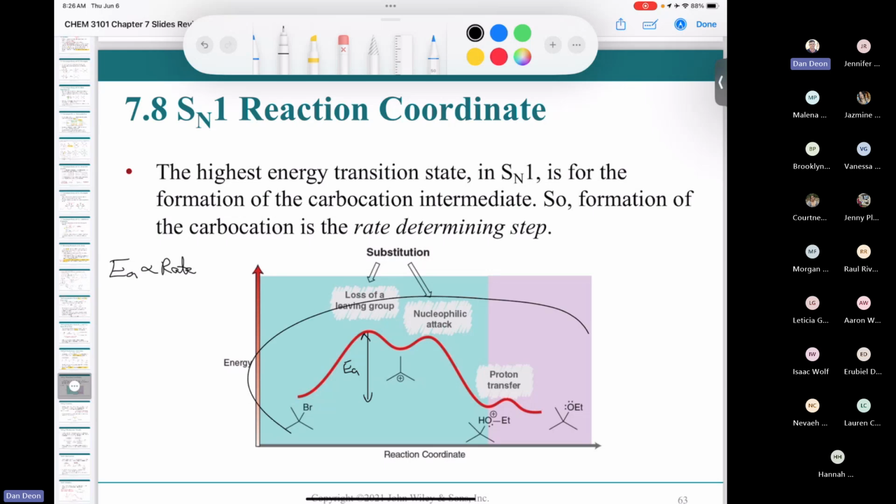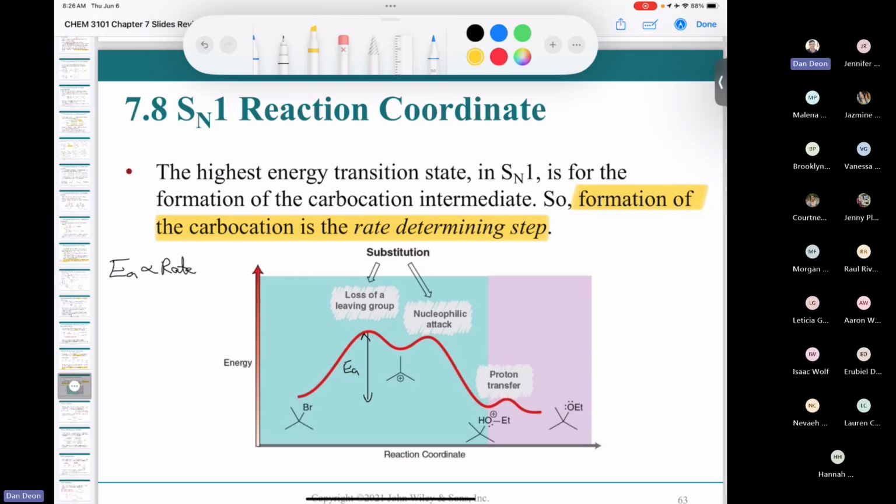Well, in this whole diagram you've got a few different activation energies. You've got one for the loss of the leaving group, one for the nucleophilic attack, and there's one here which is really small. But the bottom line is this is the biggest one. And so what does that tell you? That one is going to determine the rate of the reaction. So we say that the formation of the carbocation is the rate determining step.